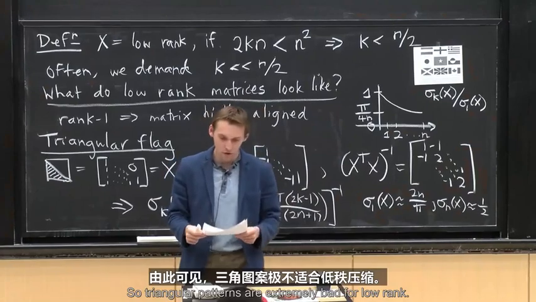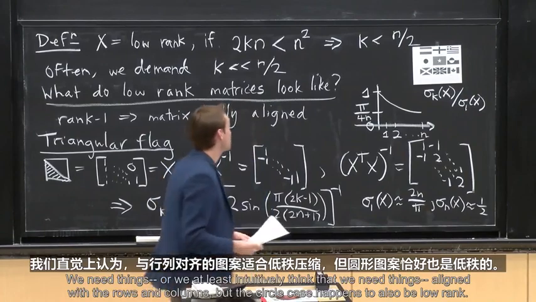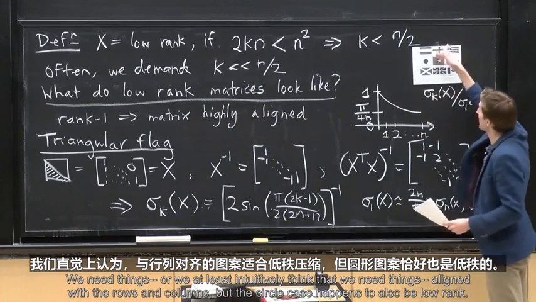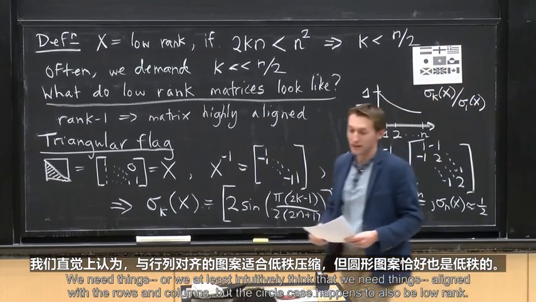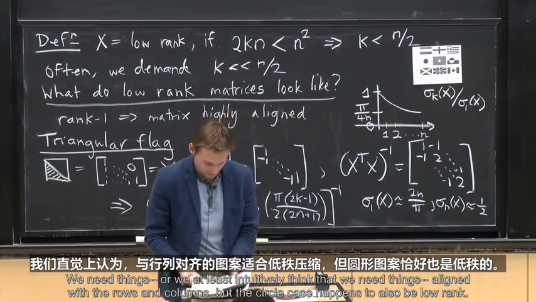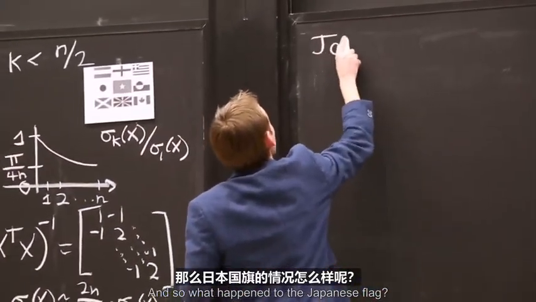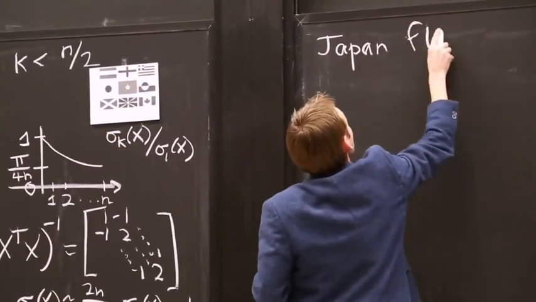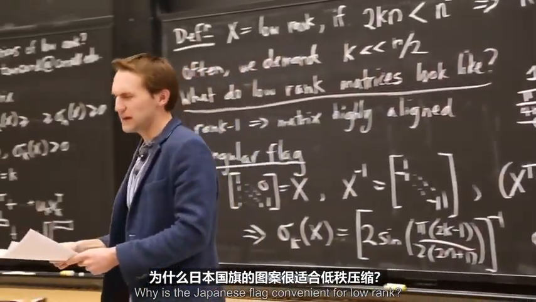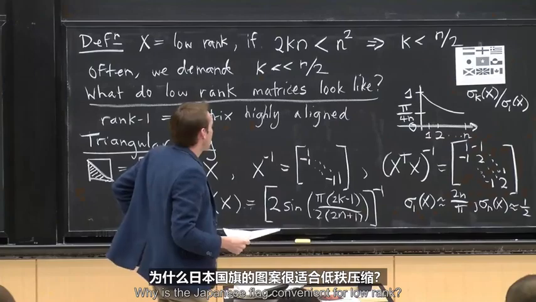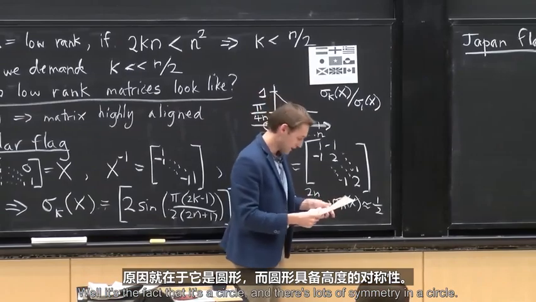Okay, so triangular patterns are extremely bad for low rank. We need things, or we at least intuitively think that we need things aligned with the rows and columns. But the circle case happens to also be low rank. And so what happened to the Japanese flag? Why is the Japanese flag convenient for low rank? Well, it's the fact that it's a circle, and there's lots of symmetry in a circle.